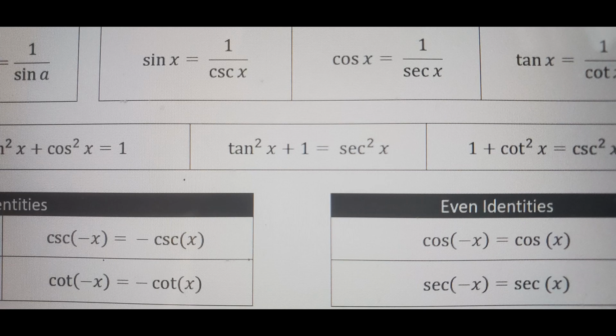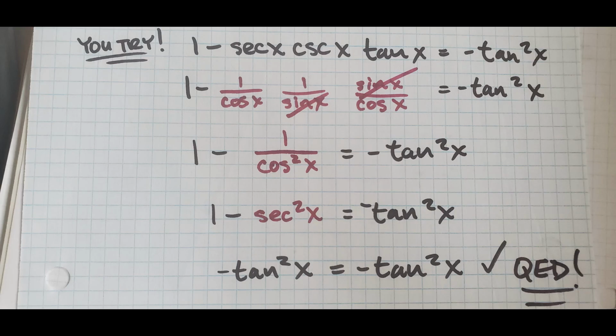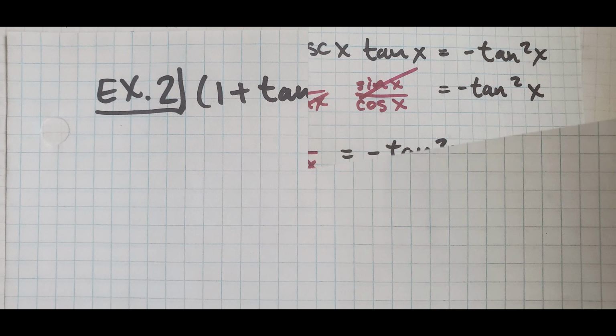So you do have to manipulate it a little bit to make it look exactly like 1 minus secant squared of x, but you would end up getting negative tangent squared of x. So negative tangent squared of x equals negative tangent squared of x. You put a big fat check mark and you say QED. All right, so let's look at example 2.